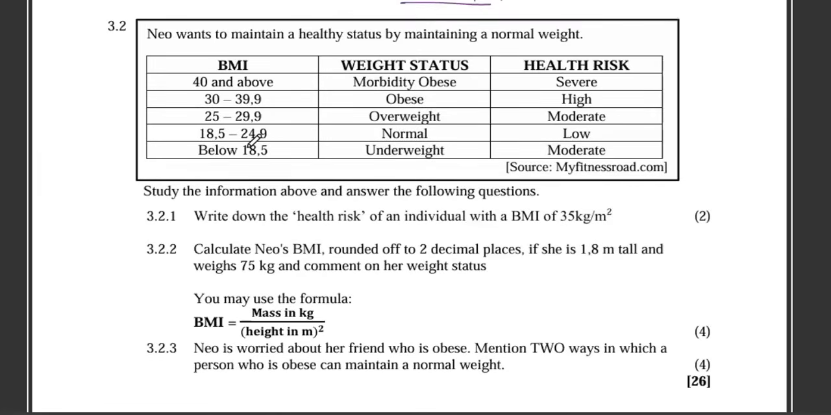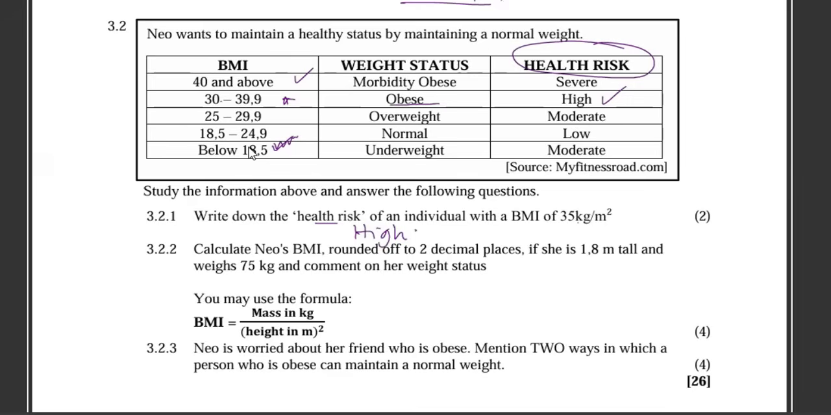3.2.1, write down the health risk of an individual with a BMI of 35 kilograms per meter squared. Health risk, so health risk is this one here. The BMI is there, so it's already above this. Sorry, above this. 35, it's in between this, it's obese. So health risk is what? High.